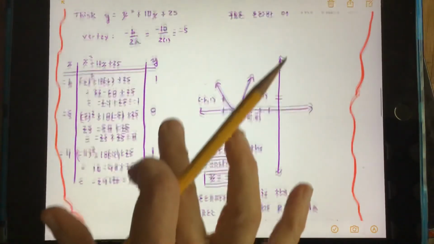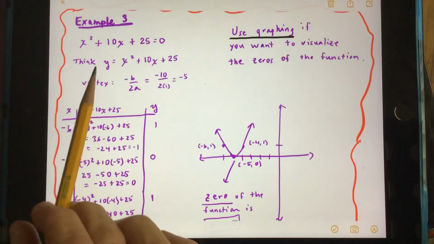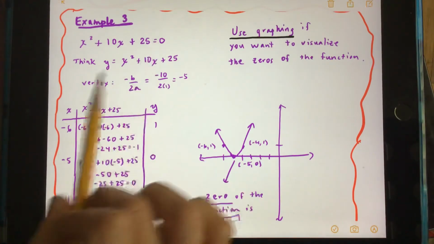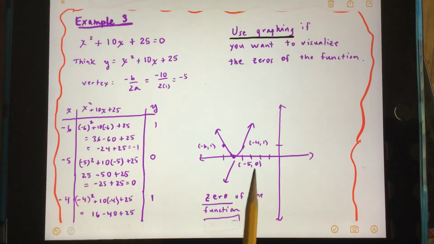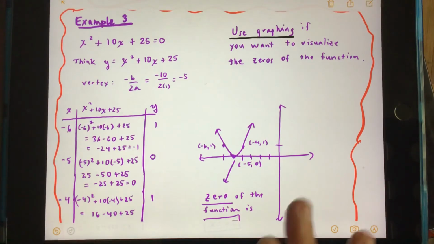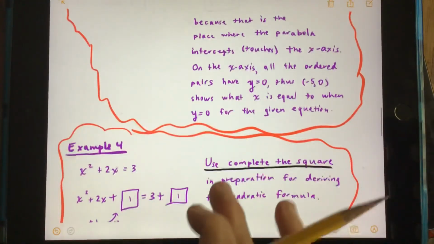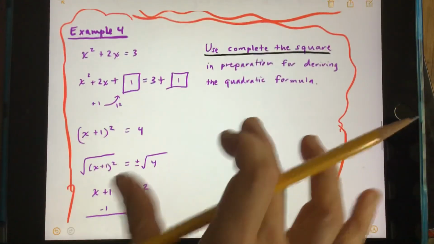So for this particular equation, when I graphed y equals x squared plus 10x plus 25, I found out where the zeros of the function are when y equals 0. What's my x value? When y is 0, x is -5. So that's how graphing can help you solve a quadratic equation. Great visual method. Example 4, completing the square.